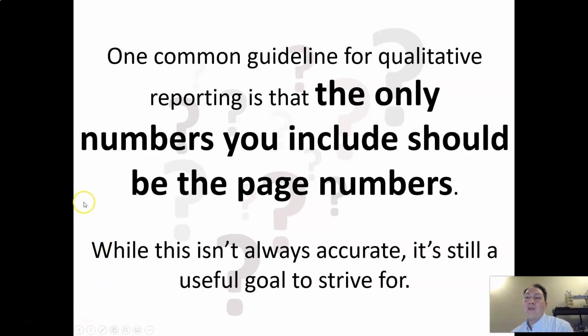Another commonly uttered rule I would offer, and I personally don't always follow it myself, is to avoid using numbers as often as possible in qualitative reporting. In fact, the general guideline is that the only numbers you should include besides the sample size are the page numbers. Now that's a little hard to follow. It's not very practical or realistic, particularly if you conducted a hybrid study where you need to have some quant mixed in. But it is a useful goal to strive for, and it will help you provide a better report if you can minimize the numbers you utilize.